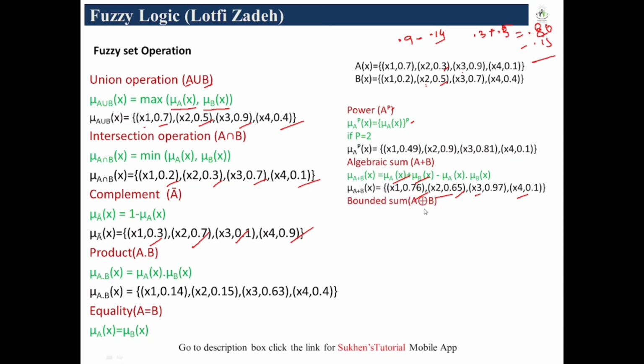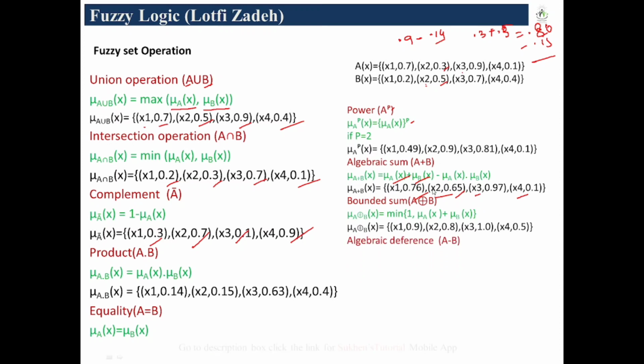Now the bounded sum. The formula is the minimum of 1 comma the summation of mu of Ax plus mu of Bx, the summation of set A and set B. What is the result? For x1, the summation of 0.7 and 0.2 is 0.9, then the minimum of 1 comma 0.9 is 0.9. So this is the result. For x2, the summation of 0.3 and 0.5 is 0.8, and the minimum of 1 comma 0.8 is 0.8. In the same way we can calculate x3 and x4.